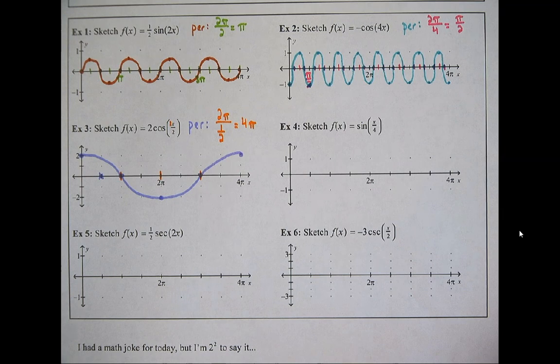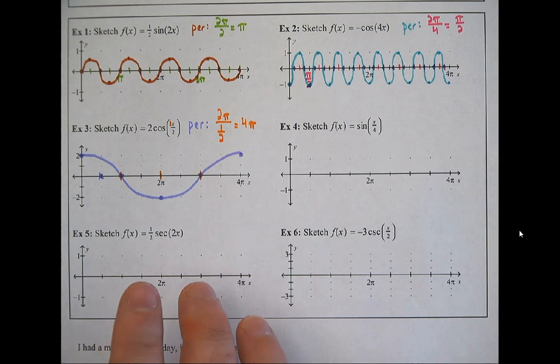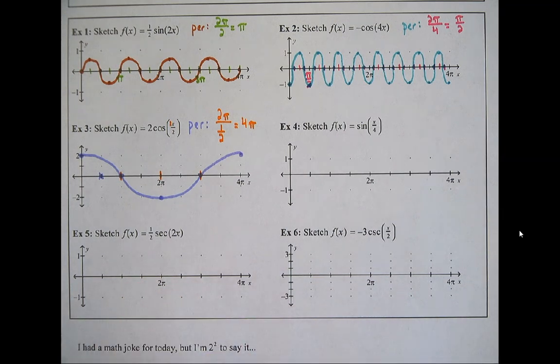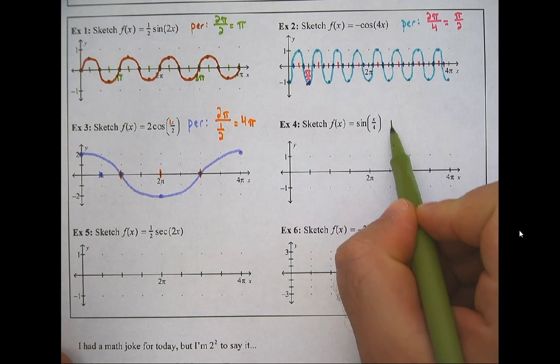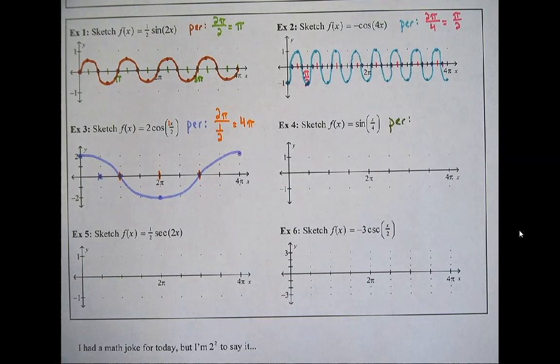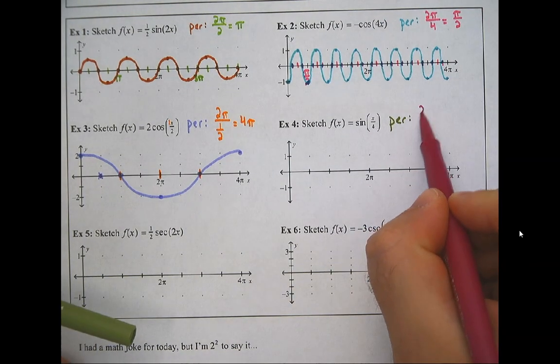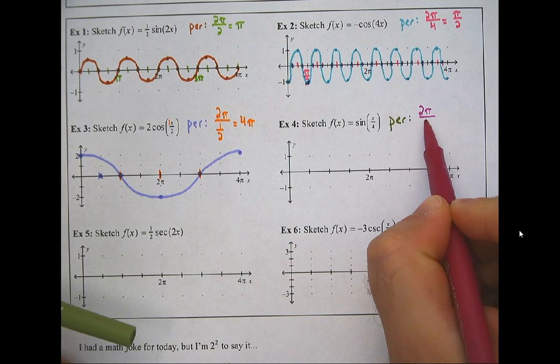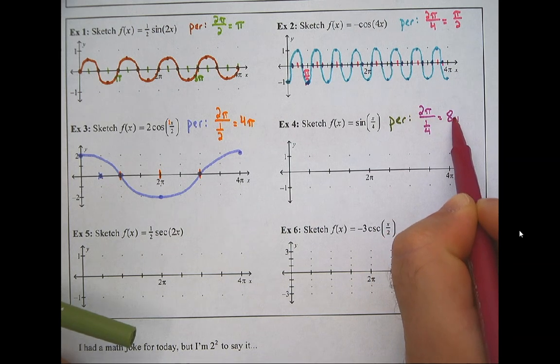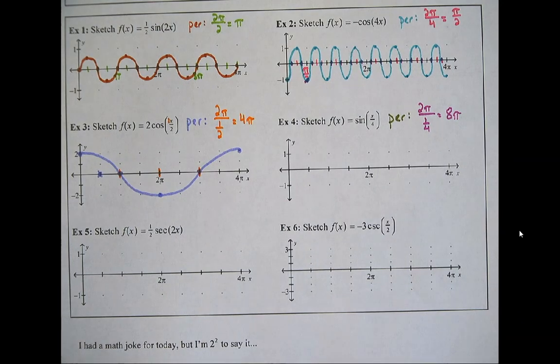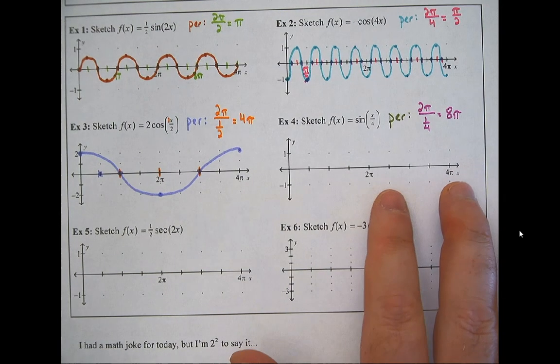Okay, let's talk about our last one here before we get into the reciprocal trigs, which is sine of pi over 4. So I'm going to start off by looking at what the period would be. The period is 2 pi over, my coefficient is 1/4. Flip and multiply. So 8 pi is the period. Now look, we don't go to 8 pi. We only go to 4 pi.